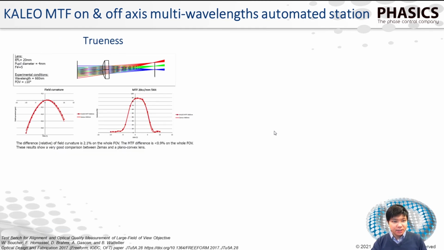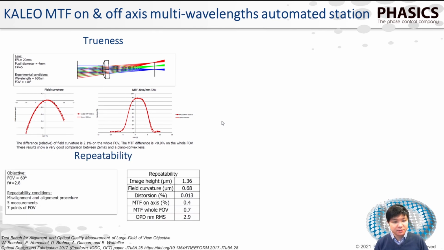So we made measurements to, of course, make sure that the quality of our system was able to cope with the quality of the lenses on the market. So we made measurements of trueness, so to compare directly with Zemax of a system that can be easily and accurately simulated. So we see here field curvature comparison with Zemax, MTF comparison with Zemax. You can see that you really have a good fit of the two results.